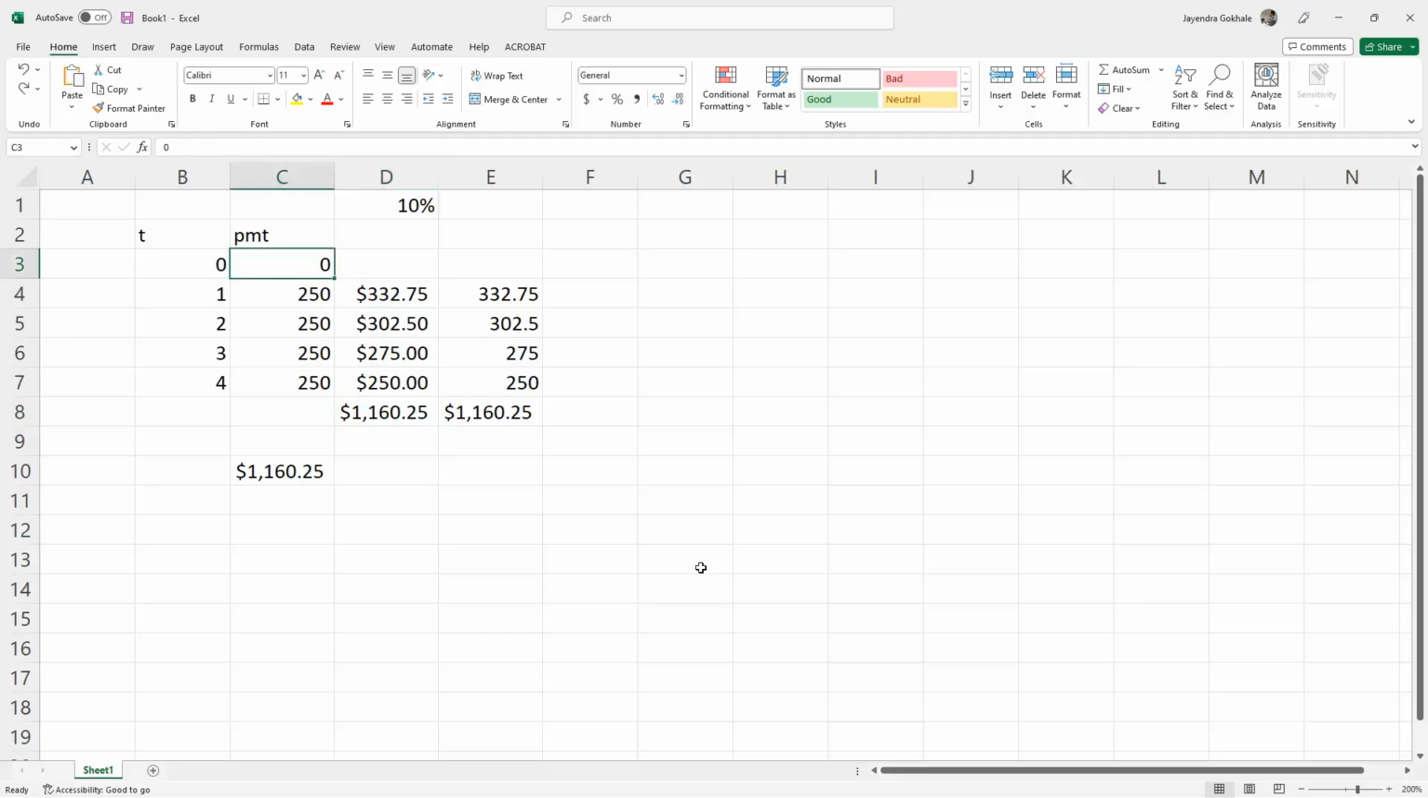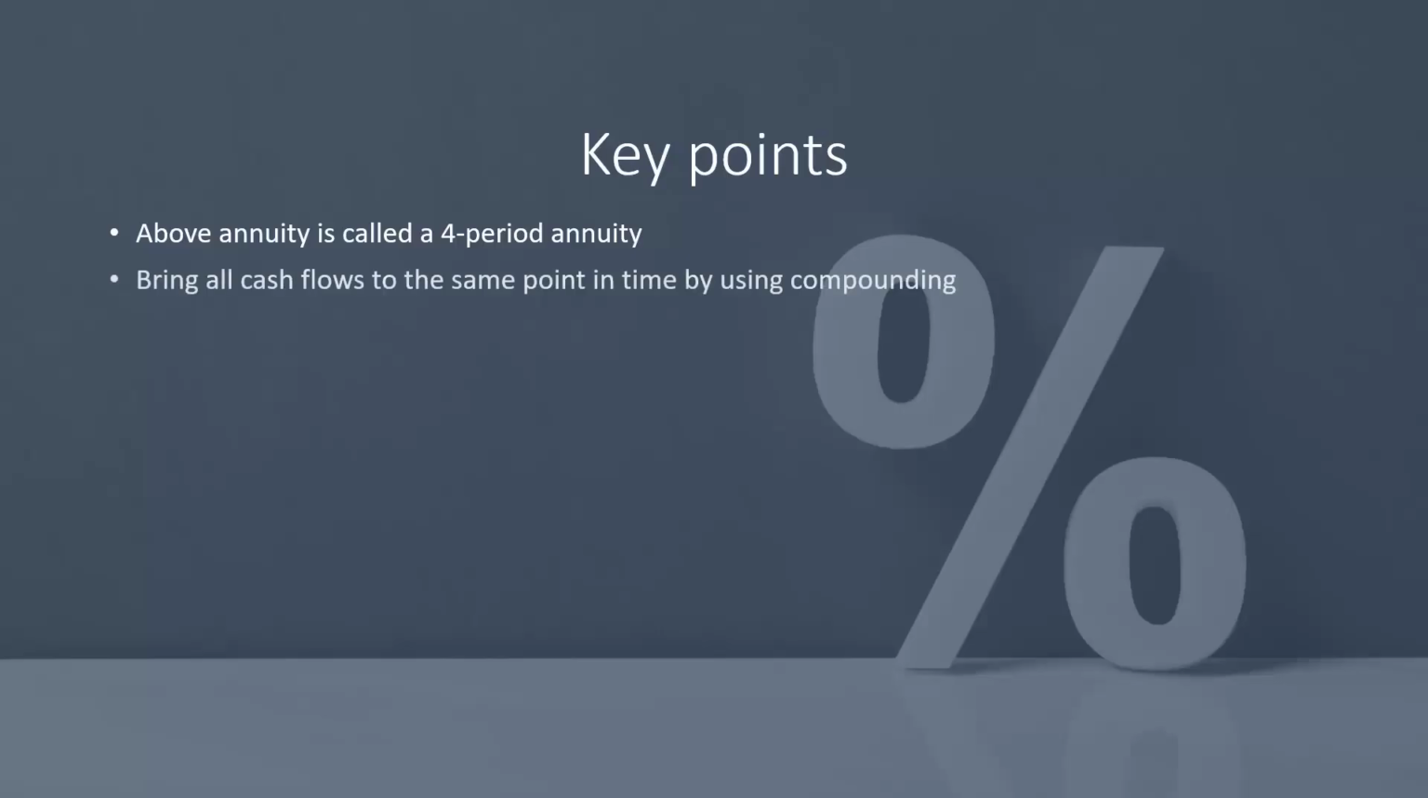So we just signed the contract right now, saying that we'll pay you after 1 period, 2 periods, 3 periods, and 4 periods, kind of like a loan, a car loan or a mortgage. We sign the dotted line today, and then start paying afterwards. Same thing. But bottom line is we bring all of the cash flows to the same point of time.